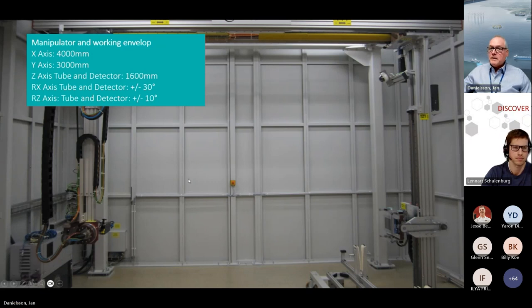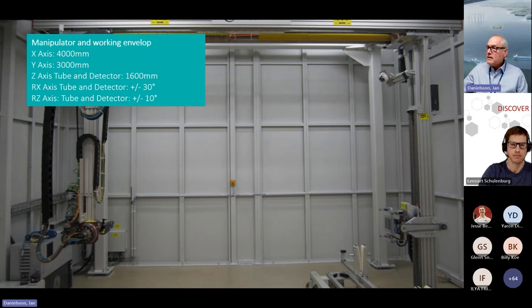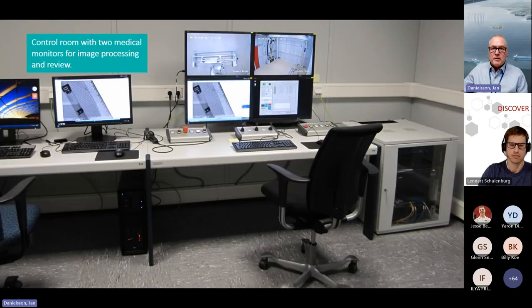The manipulator contains 7 axes. And we have a working envelope for the system. The x-axis is 4 meters, 4,000 millimeters, same as 157 inches. And the y-axis, the width, is 3,000 millimeters, 118 inches. And the z-axis, the height, is 1600 millimeters, 63 inches. So we can use this room for very, very big parts, up to 3 meters long.